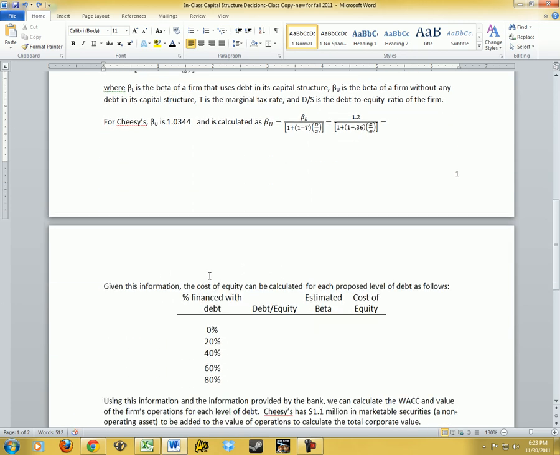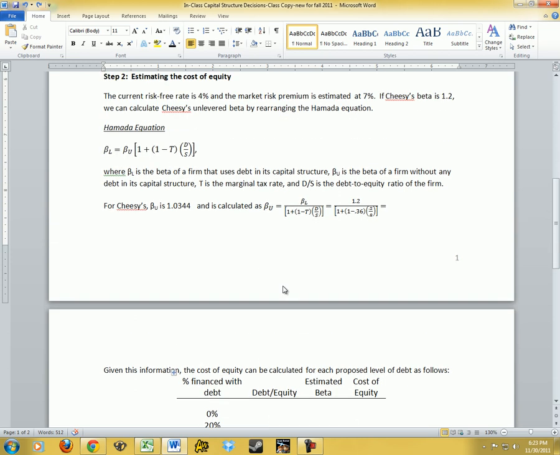So the next step is to take our different levels of debt and then relever the beta. To relever the beta, we use the Hamada equation like this. The beta of the levered firm is equal to the beta of the unlevered firm, multiplied by 1 plus (1 minus the tax rate), multiplied by the new debt to equity ratio. So whatever debt to equity ratio we're using, we're going to include in the levered beta calculation.